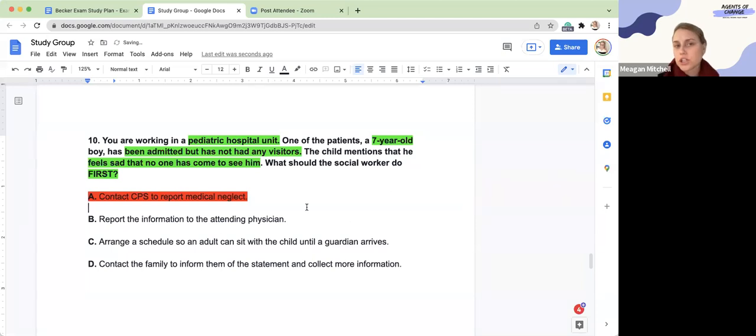Also, not visiting your child in the hospital is not medical neglect, right? We have to take our personal feelings out of it. We might say that's awful that parents wouldn't go. That's an assumption. We have no idea why he's not getting visitors.